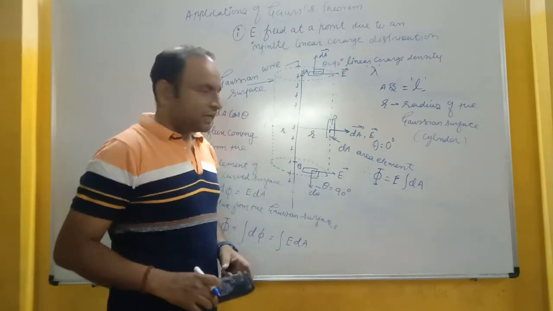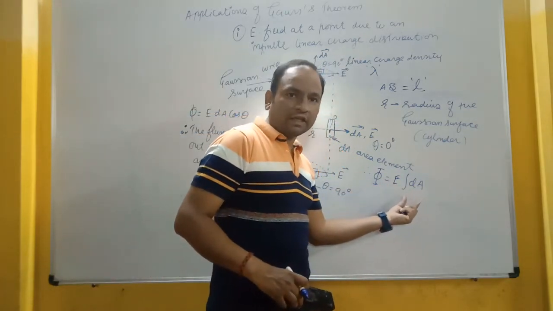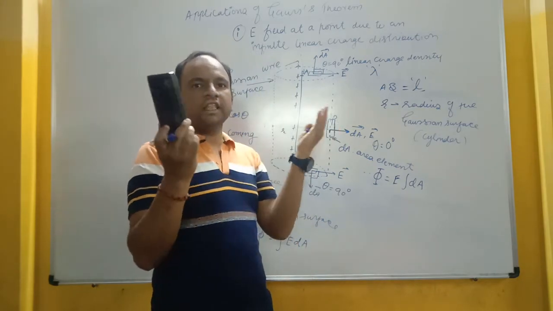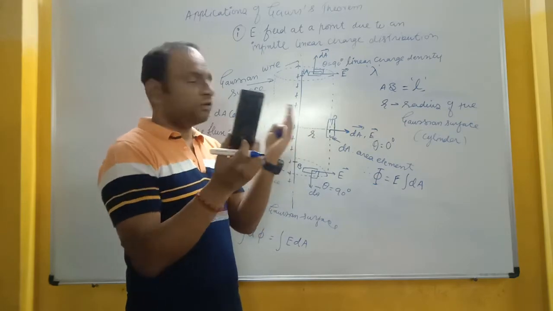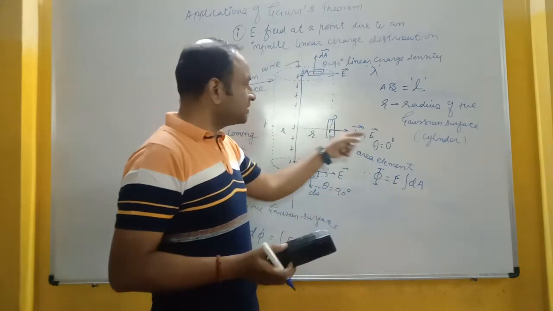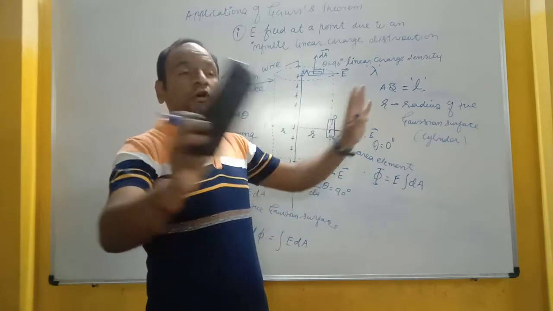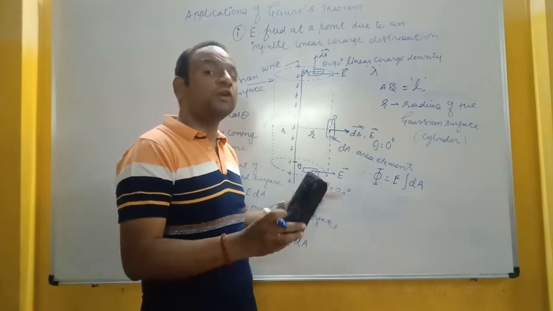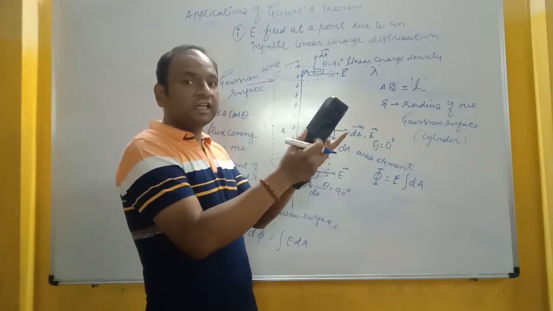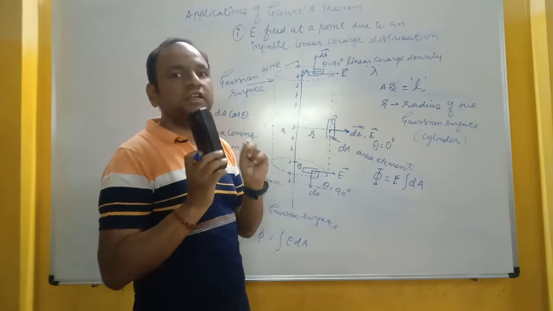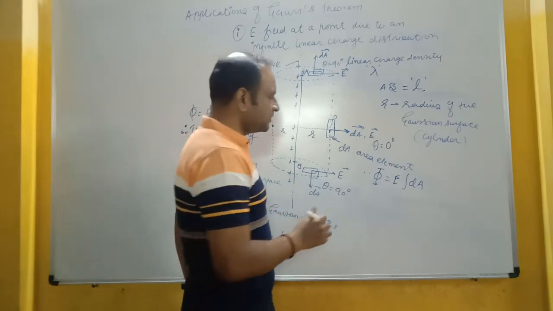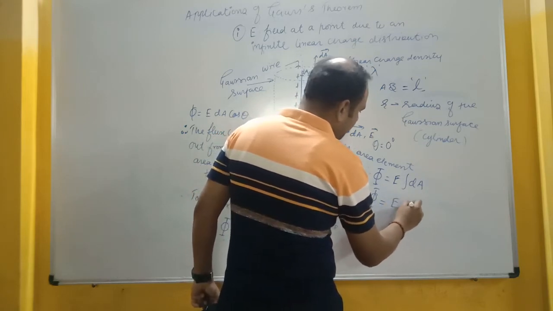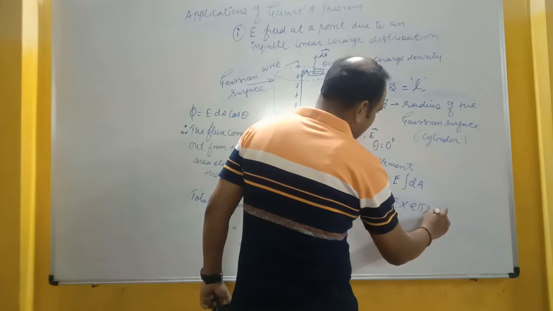Now what would this integral of dA be? The integral of dA would give me the whole curved surface area of my cylinder. Why only the curved surface? Because the flux is coming out only from the curved surface. There is no flux coming out from the flat surfaces. Therefore we need to take into account only the curved surface area of the cylinder, which is given by 2 pi RL. So it would be equal to E into 2 pi R multiplied by L.